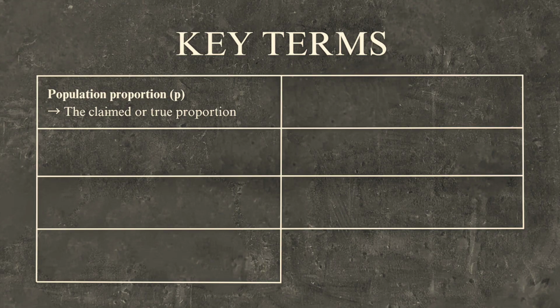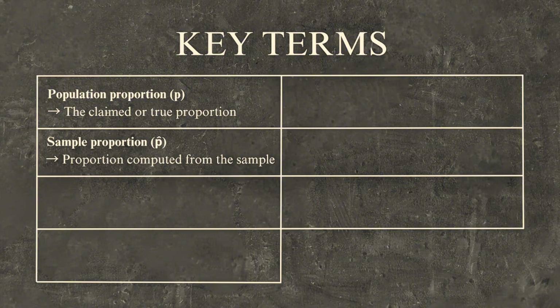So our key terms, first, population proportion. This is the claim or true proportion. It represents the percentage of the whole population. For example, a school claims that 60% of students pass the exam, so our population proportion is 60%. So we need to divide it by 100 to get 0.60, the final answer.